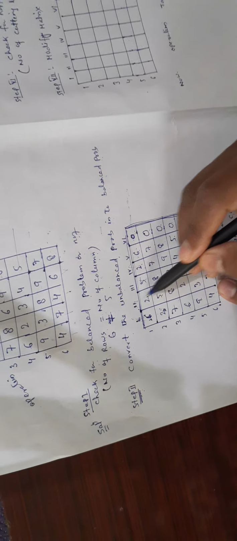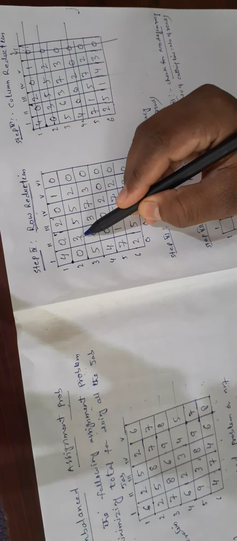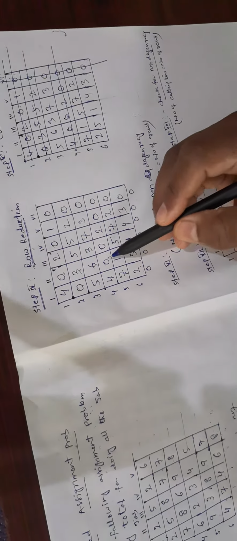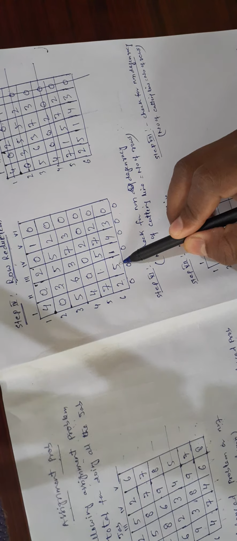Now see that in the second column the least value is also 2. So 2 minus 2 is 0, here 0. Next, 5 minus 2 is 3, here is 3. Next, 8 minus 2 is 6, here is 6. Next, 2 minus 2 is 0, here is 0. Next, 3 minus 2 is 1, here is 1. Next, 7 minus 2 is 5, here is 5. So the second column is also completed.